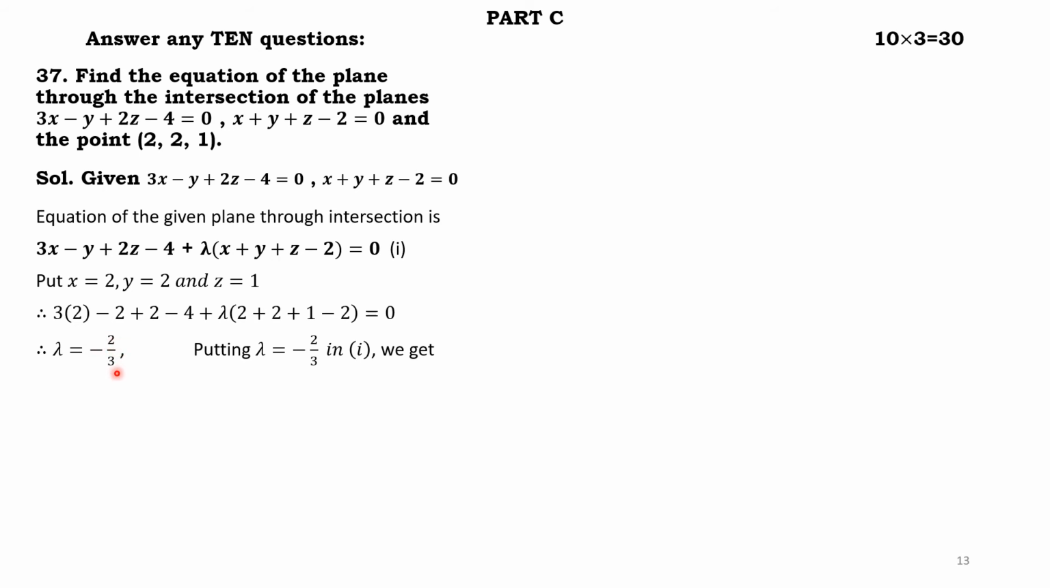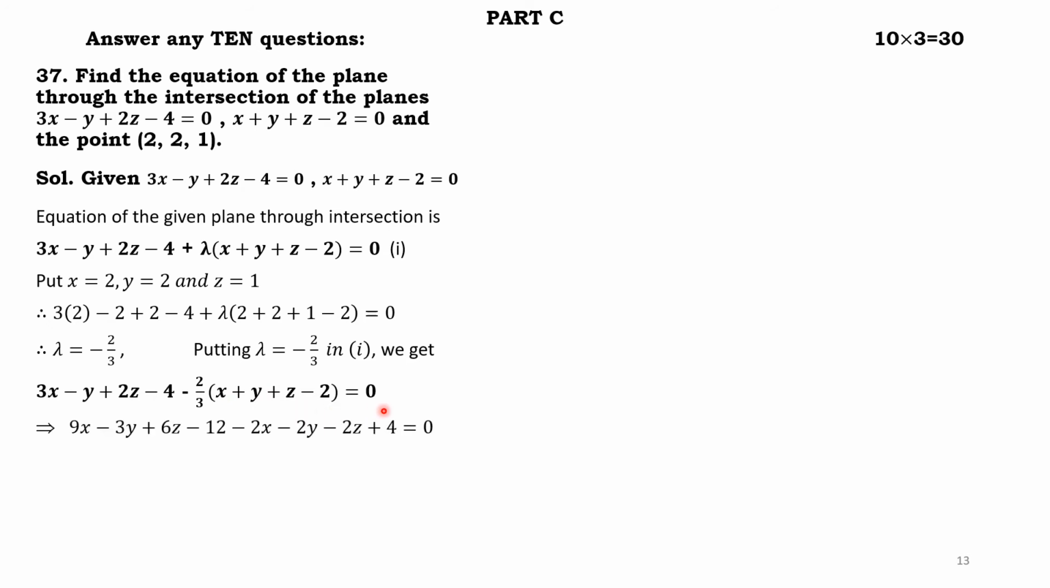Now we have found the value of lambda as minus 2 by 3 and we have to put this value in equation number 1. Let us put it. Therefore, 3x minus y plus 2z minus 4 minus lambda. This lambda we are substituting as minus 2 by 3. So it is written here minus 2 by 3 into x plus y plus z minus 2. So we have written it as equal to 0.